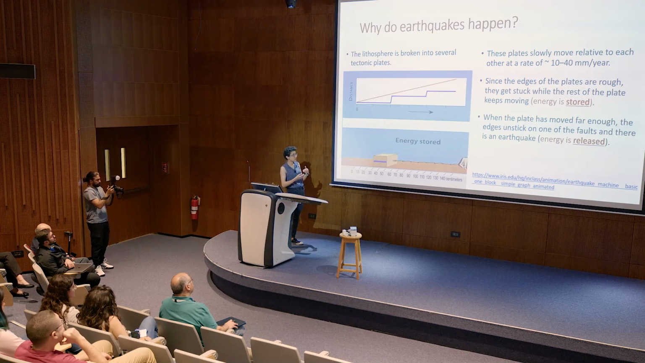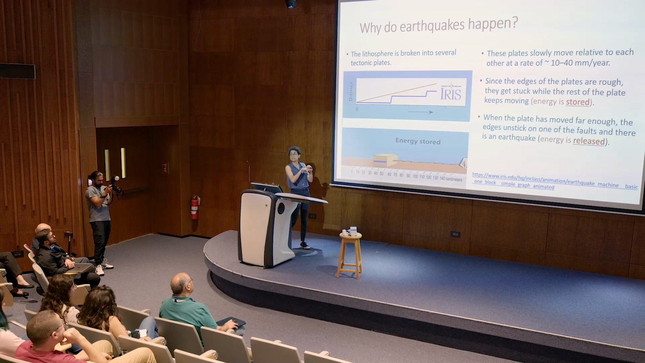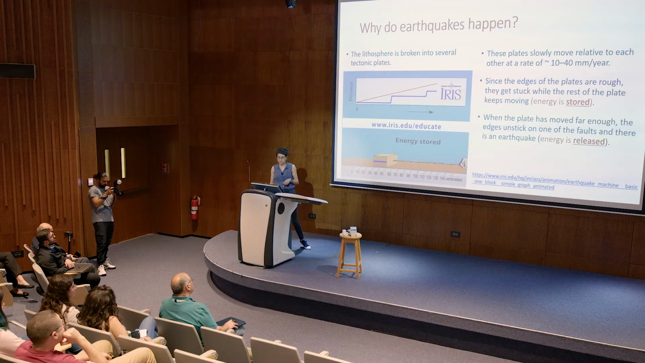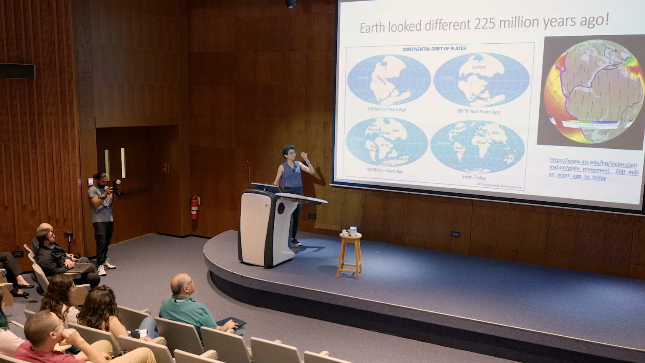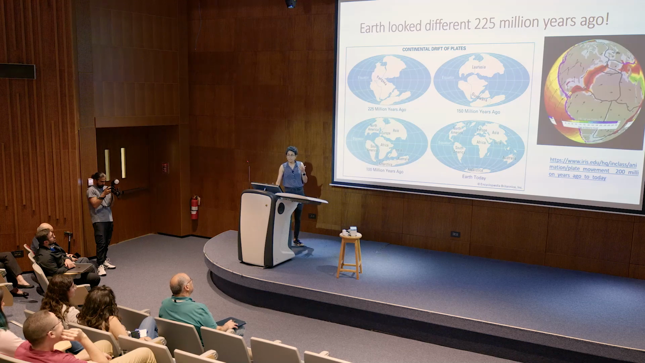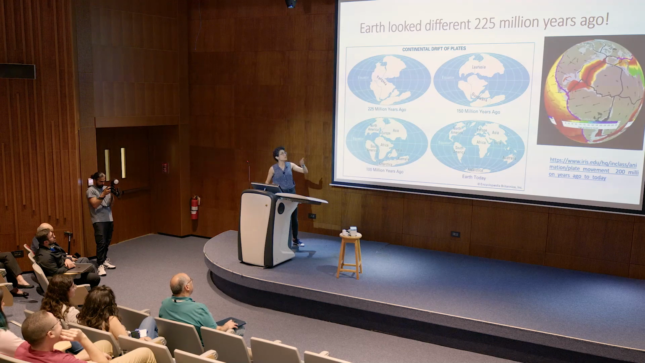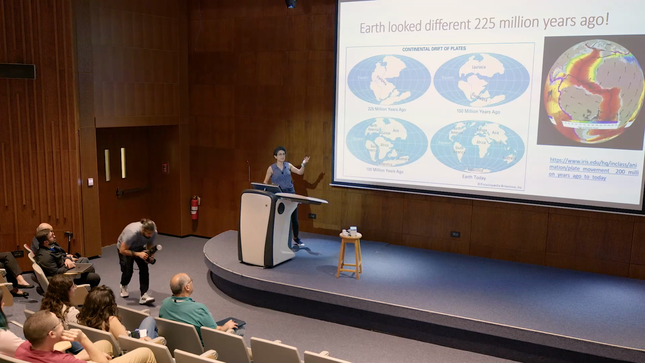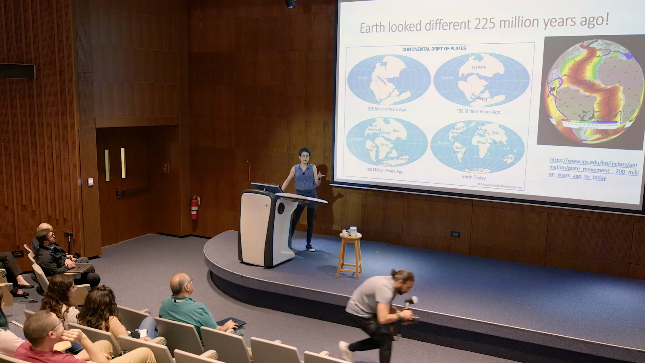And here there's an analogy with a block sitting on sandpaper, so on a rough surface. At the beginning, when the rock is being pulled, it doesn't move, energy is being stored, and then at some point friction is overcome, and the rock slips, and energy is released in the form of seismic waves. And this phenomenon of tectonic plates moving is what explains why the Earth looked like a single supercontinent 225 million years ago and evolved into what it looks like today.